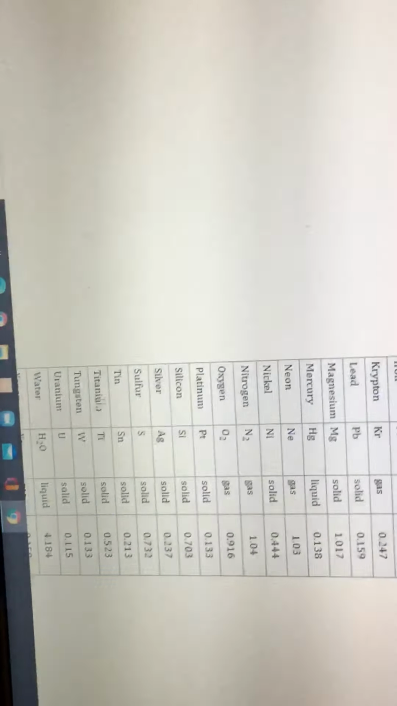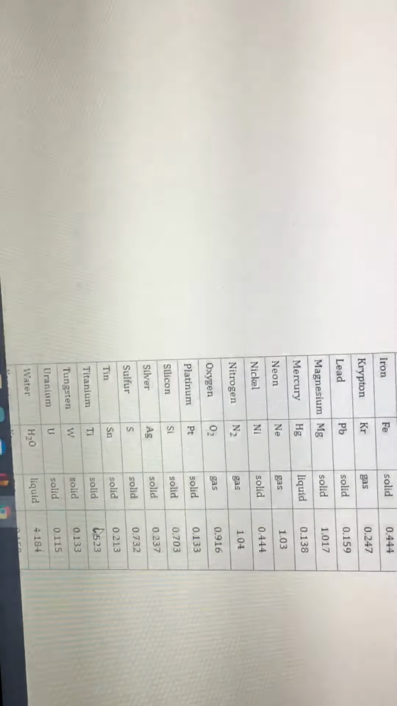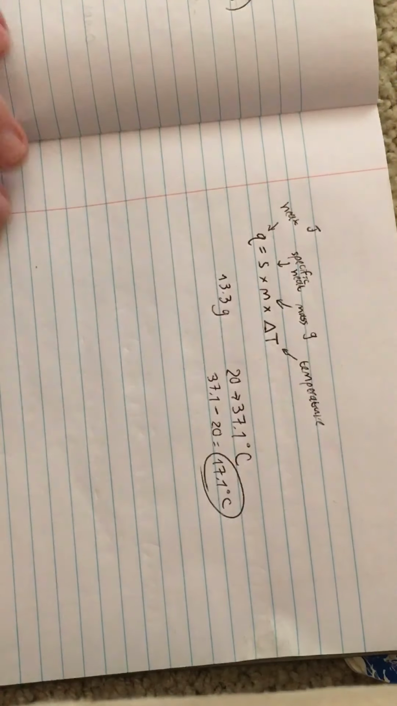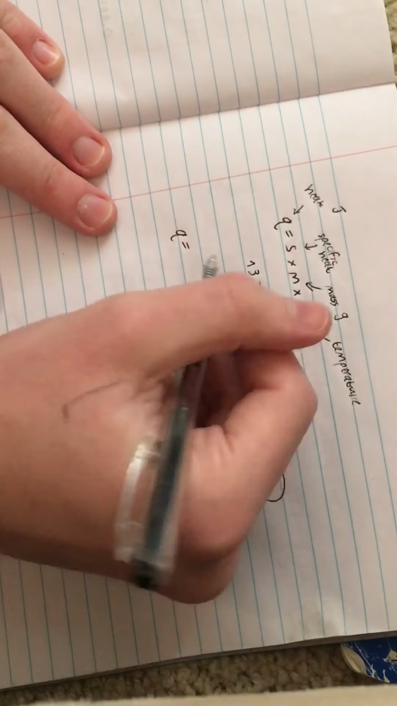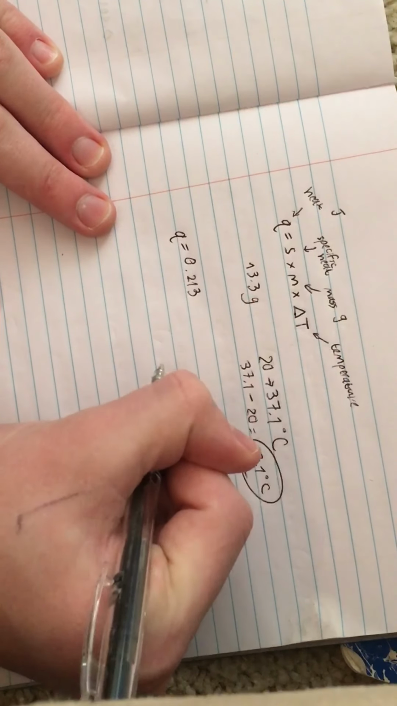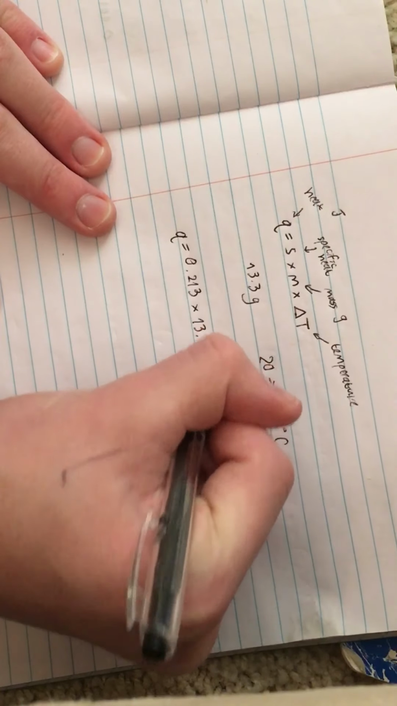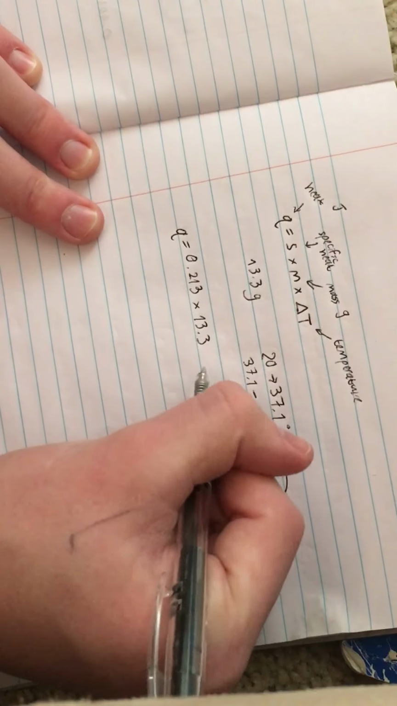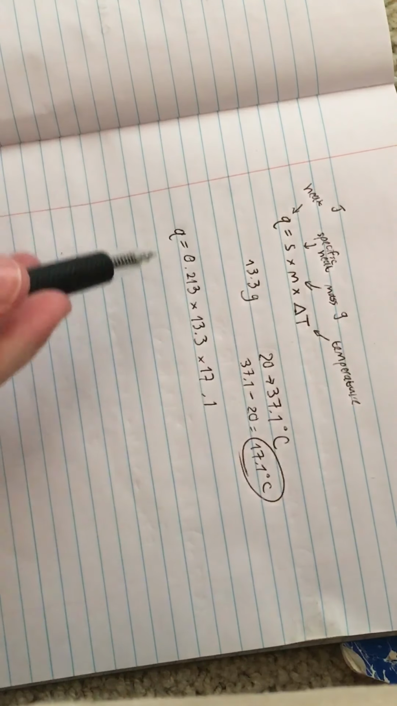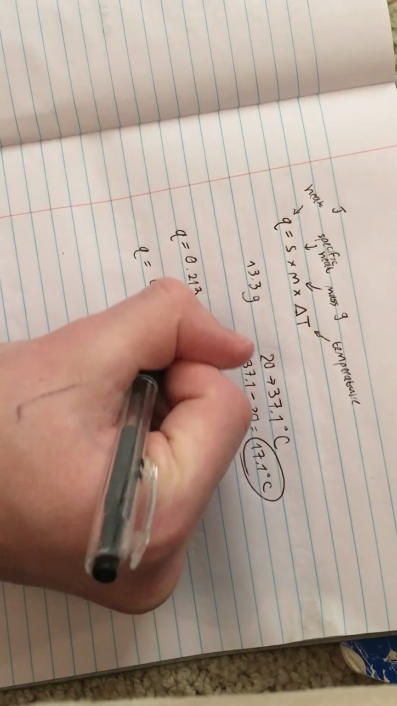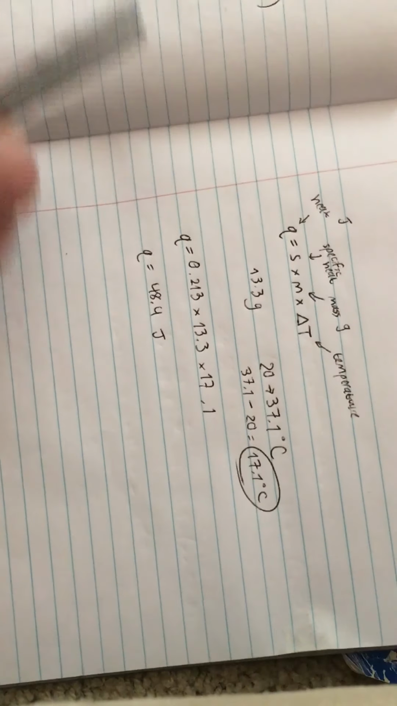See right here, tin says it is 0.213. So that's the last part we need in our equation. It doesn't give us Q, but it does give us S, which we just looked up on our chart, and it says it's 0.213, times our mass, which is 13.3, times our temperature, which is 17.1. So you just multiply all these together, and you get Q to equal 48.4 joules. All right, so that's it for number 4.